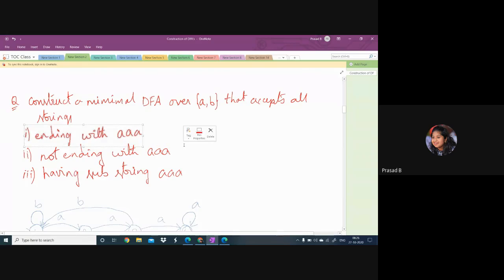Instead of triple 0, I gave you ending with triple a. The second question is not ending with triple a. The third question is having substring triple a. So these three are different questions. Our input is a, b. So try this.